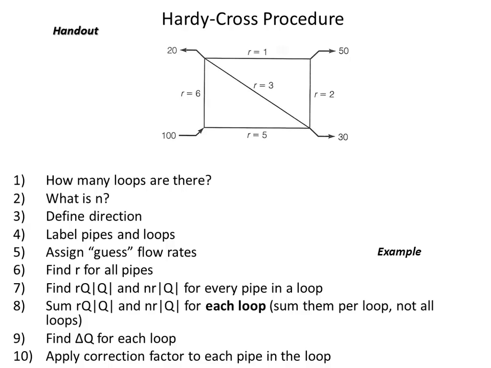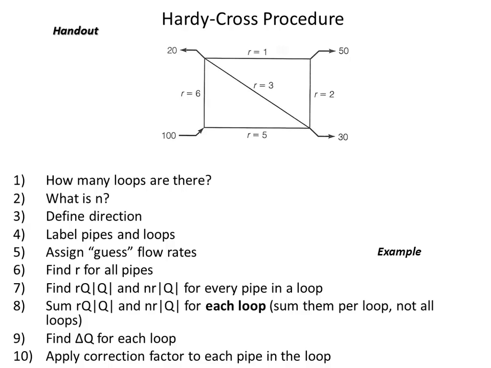And so we first look at this process and ask, how many loops are there? I bet you can guess. There's 2 loops. So let's go through here. Look in this example. Okay, step 1, 2 loops. Okay, step 2, what is N? Since we're going to use the Darcy-Weisbach equation for energy losses, N is 2. All right, step 3, define the direction.